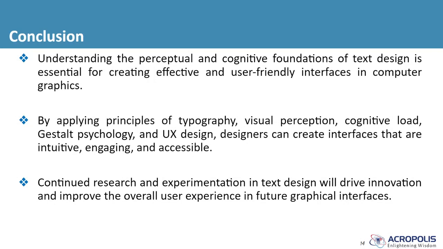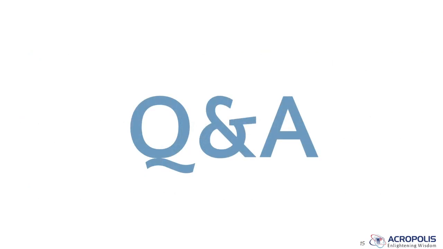Now I would like to conclude the presentation. In summary, to make great computer graphics experiences, we need to understand how both our eyes and brains process text. Using lessons from vision science, cognitive psychology, and real human behavior, we can create text designs that are clear, engaging, and highly functional for all users. Keeping up with the latest research in this field will lead to exciting improvements in the future.